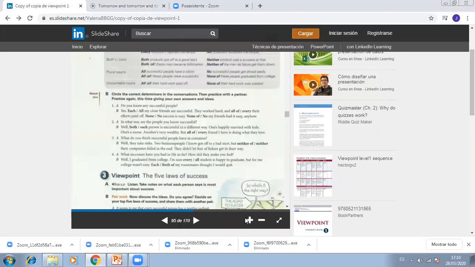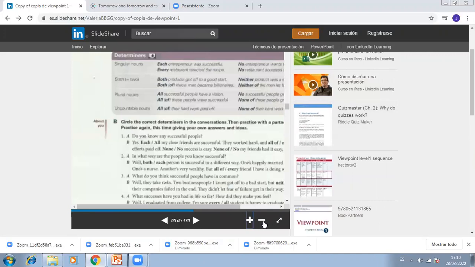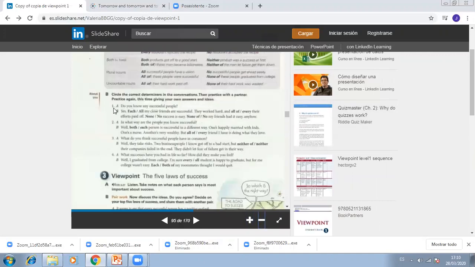Let's see. Okay, this is number one. Do you know any successful people? Yes. My close friends are successful. So what can be the correct alternative here? Each or all? Okay, so in this case, the correct alternative is all, because we are referring to plural nouns, in this case, close friends. Okay, so we use each only for singular nouns.